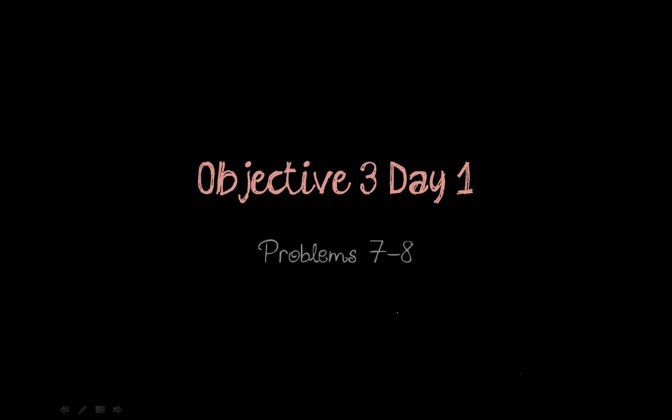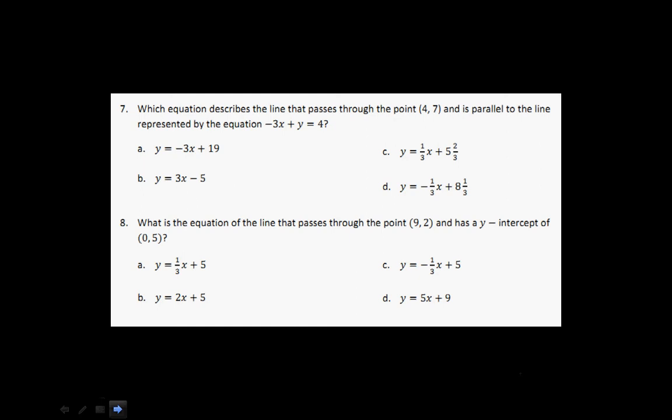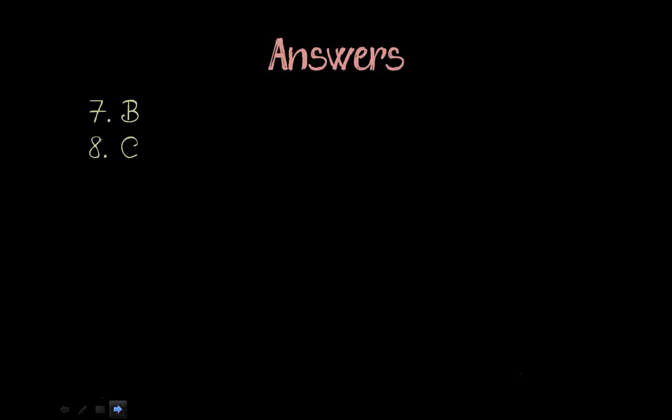This is objective 3, day 1. This is the last two problems in this homework. So we have two equations that we have to write for this one. And the answers you should have gotten were 7 was B and 8 was C.